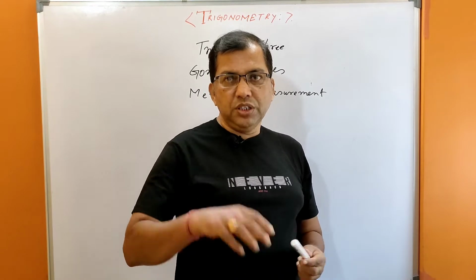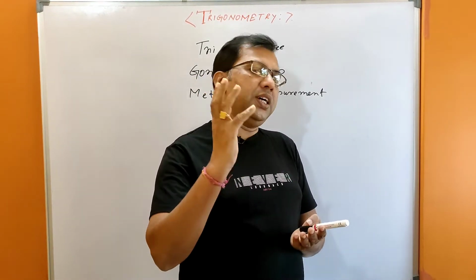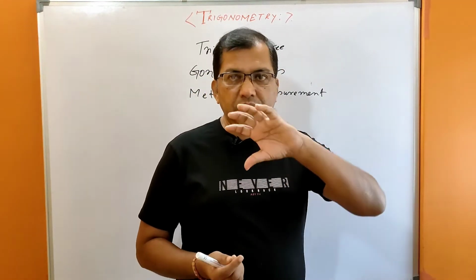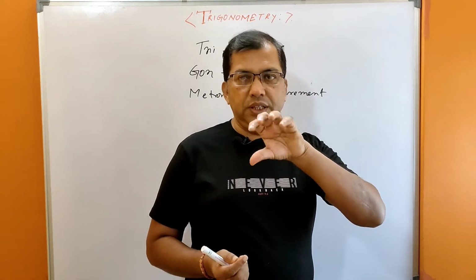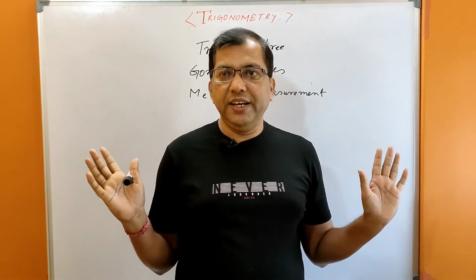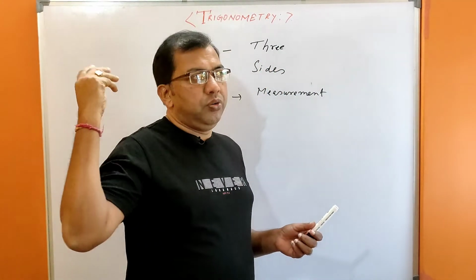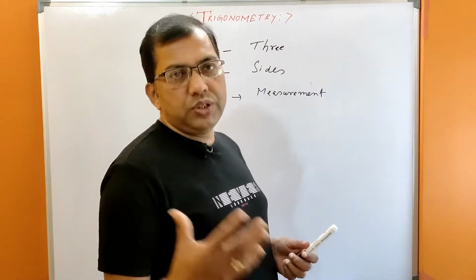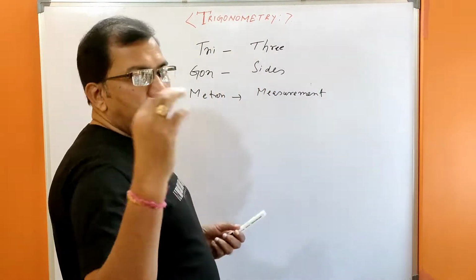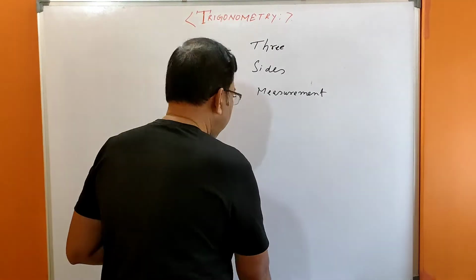This is trigonometry, the study of the relationship between the sides and angles of a triangle. Clear? So before going to the relationship between the sides and angles of a triangle, let's look at the angle. Okay, so what is the angle?